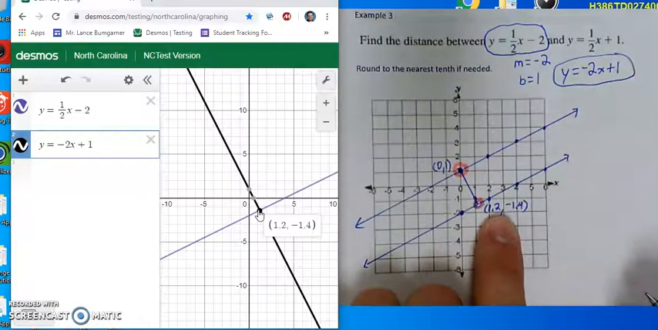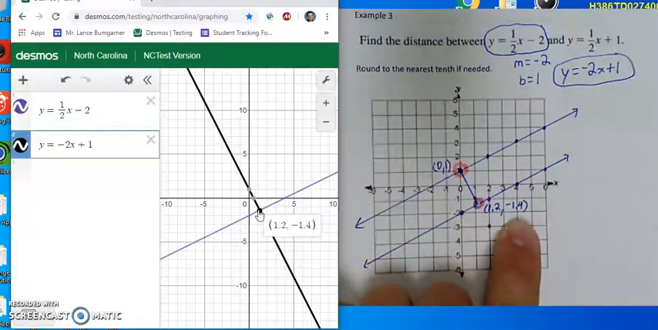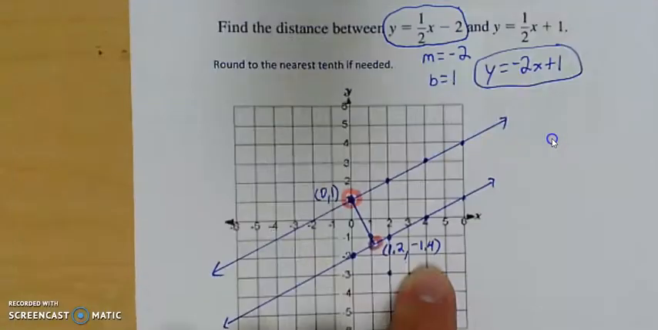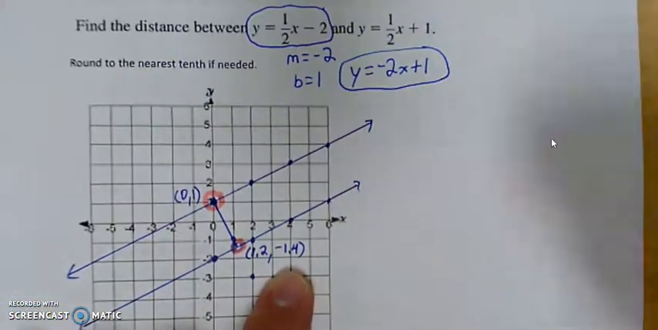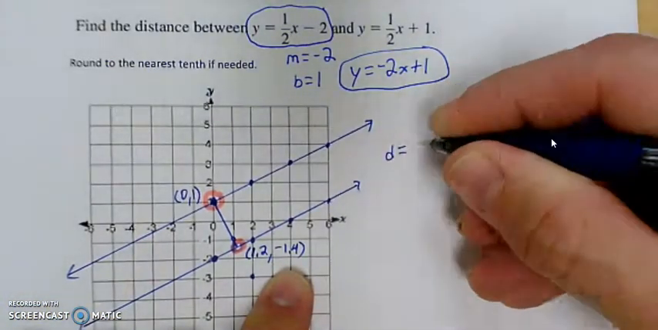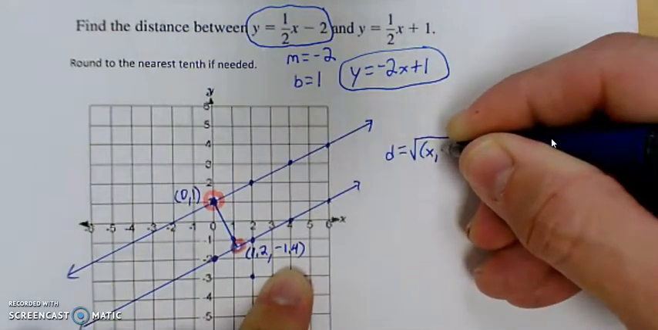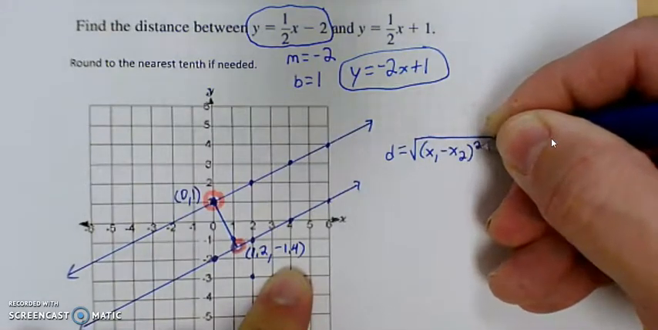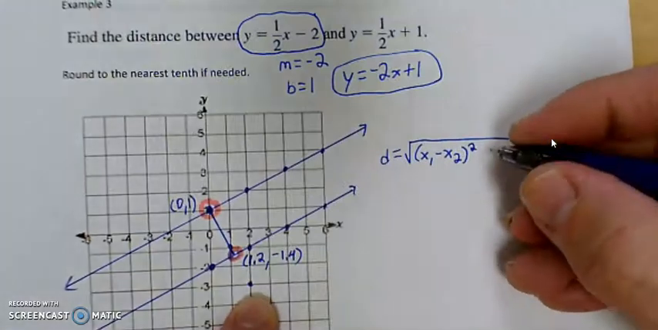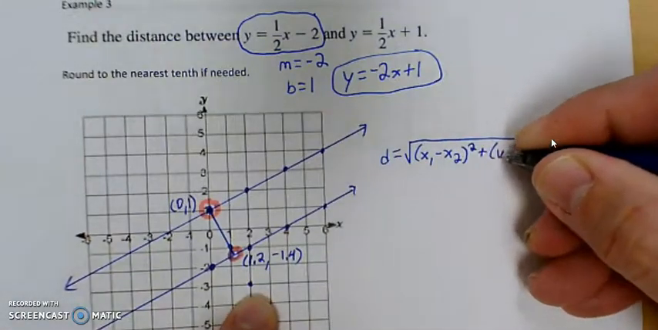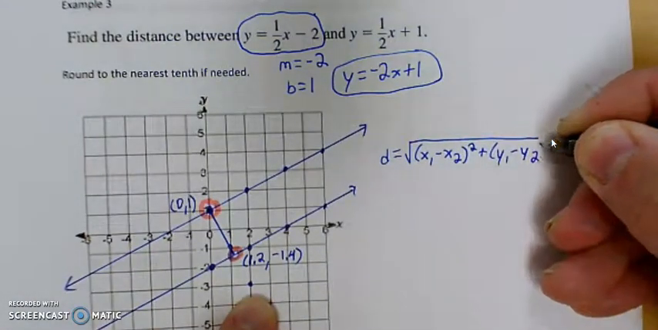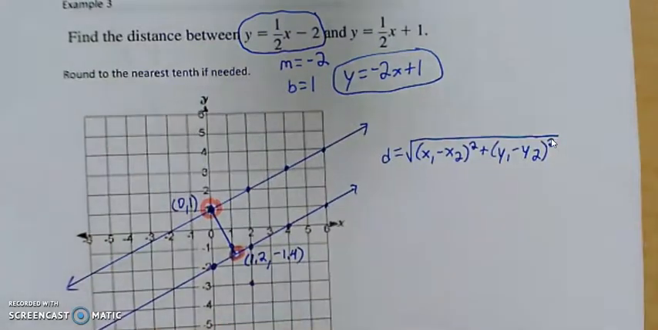Now that I know that coordinate, I can simply use the distance formula to figure out how far apart the parallel lines are. So, distance equals the square root of x1 minus x2 squared, plus y1 minus y2 squared. Doesn't matter which value is x1 and x2, again, as a reminder. I'm going to square root all that.